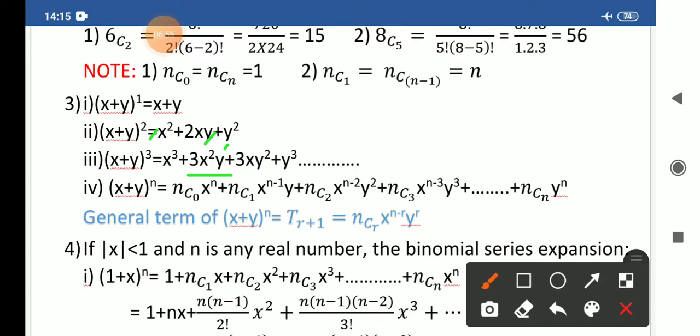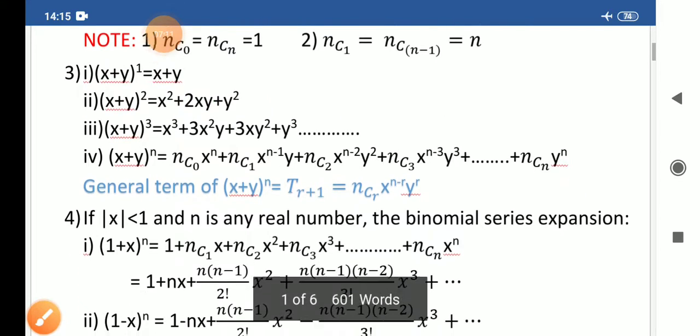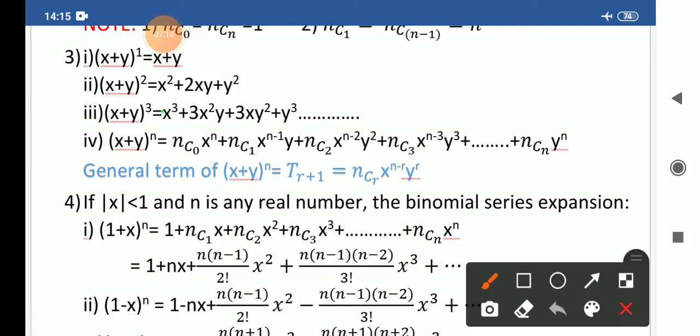The sum of the powers, 2 plus 1, is 3, which is equal to the index. Here also, x power 1 y square, that is 1 plus 2, is 3. Here y cube, 3, x cube, 3. So for the coefficients, here the coefficient is 1, here the coefficient is 3, the next term, here the coefficient is 1. So the coefficients are 1, 3, 3, 1.